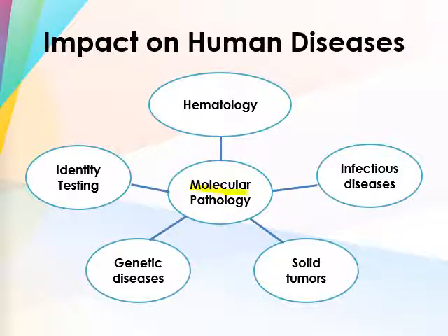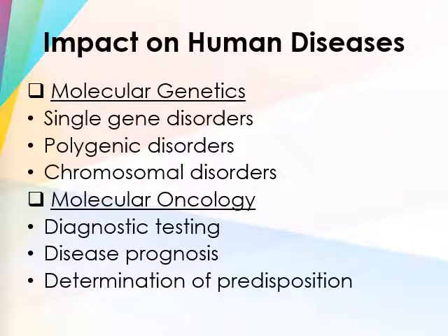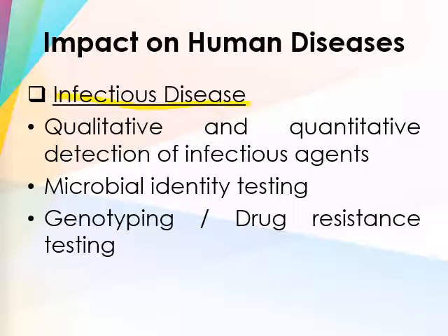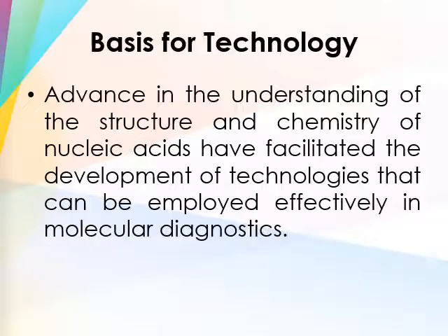So in molecular pathology, we have hematology, identity testing, genetic diseases, solid tumors, and infectious diseases. In molecular genetics, we have single gene disorders, polygenic disorders, and chromosomal disorders. In molecular oncology, diagnostic testing, disease prognosis, and determination of predisposition. In hematopathology, diagnostic testing and determination of clonality; identity testing is parentage and clinical testing. Infectious diseases: qualitative and quantitative detection of infectious agents, microbial identity and genotyping, and drug resistance testing.